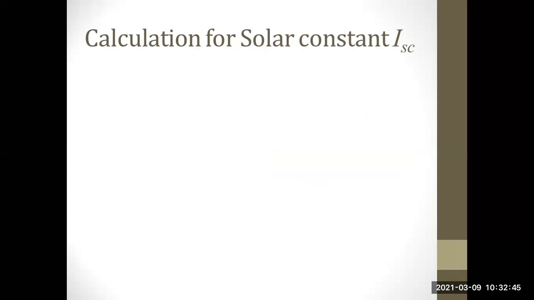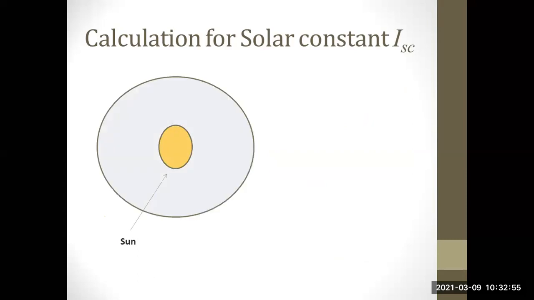Where does this 1367 watt per meter square come from? To calculate the solar constant, let us imagine that we have a sun. This indicates the sun, which is available at the center of a sphere. The outer boundary you see is nothing but a sphere, and we know that the sun radiates energy in the form of electromagnetic waves in all possible directions.